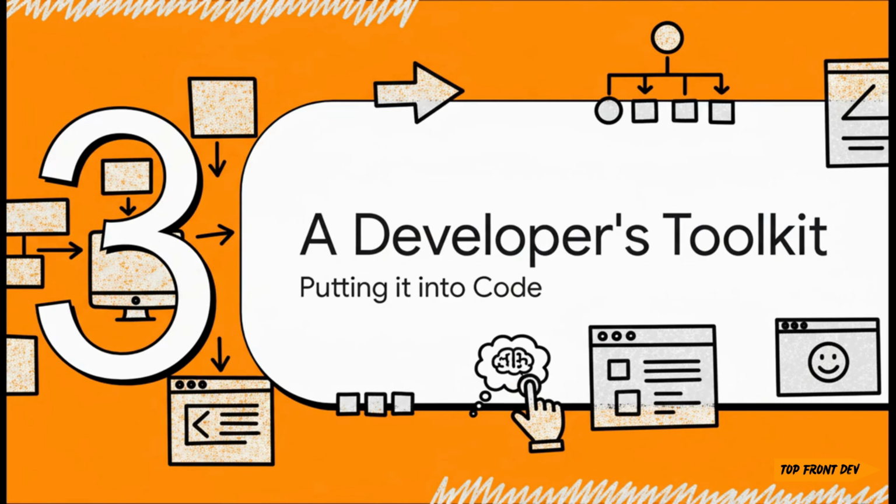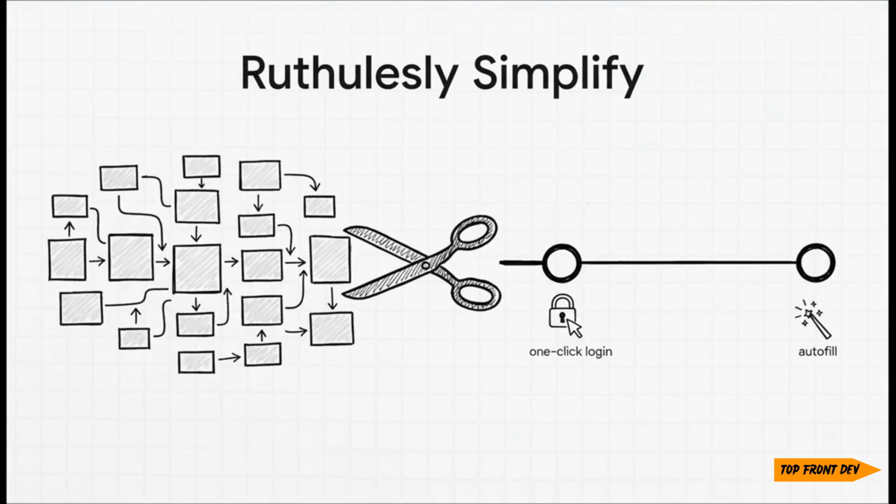Okay, so enough theory. How do we turn this into a real-world toolkit? Let's talk about putting this model directly into our code and UI. Strategy number 1, find your most critical user actions, your signups, your checkouts, your onboarding, and just declare war on friction. Your goal is to make these things feel absolutely effortless.